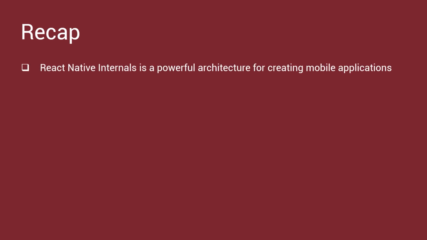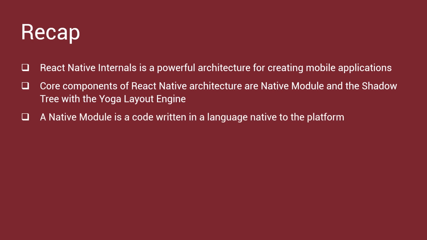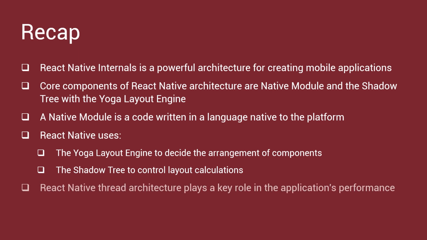In this video, you learned that React Native Internals is a powerful architecture for creating mobile applications by integrating JavaScript and React on Android and iOS seamlessly. The core components of the React Native architecture are the native module and the shadow tree with the Yoga Layout Engine. A native module is code written in a language native to the platform. React Native uses the Yoga Layout Engine to decide the arrangement of components and the shadow tree to control layout calculations. The various threads in the React Native thread architecture play a key role in ensuring the application's efficient performance.